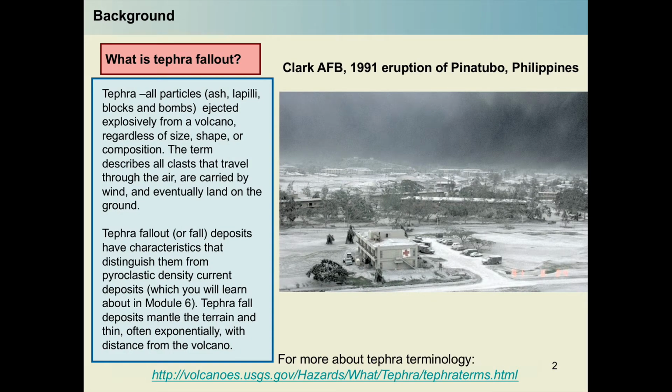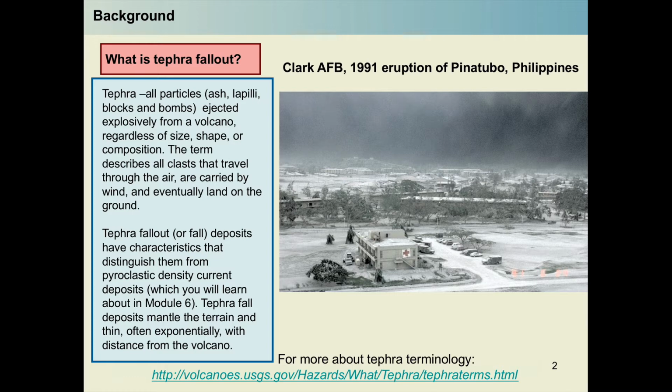All right, so we talked a little bit about what tephra fallout is. We're going to do some review here. Tephra is all particles that come out of a volcano during an explosive eruption. So that's very fine-sized ash, that's medium-sized lapilli, that's big blocks and bombs, and it doesn't matter what size or shape they are or composition. It's just a term that describes all clasts that travel through the air or are carried by the wind and eventually land on the ground.